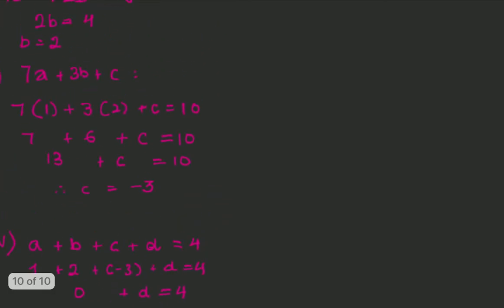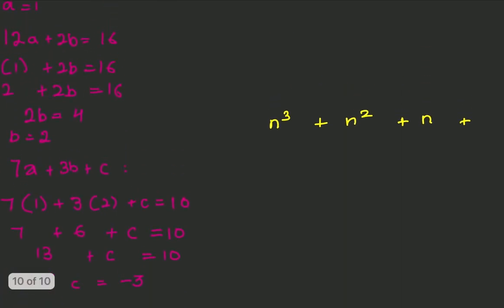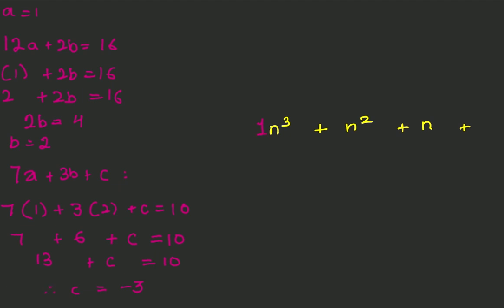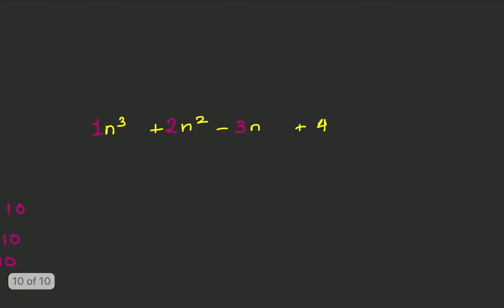Now with this, let's input all these values into the formula. So an cubed, plus bn squared plus cn plus d. Let's input the values: a is 1, b is 2, c is minus 3, and d is 4. So n cubed plus 2n squared minus 3n plus 4 is our final formula.